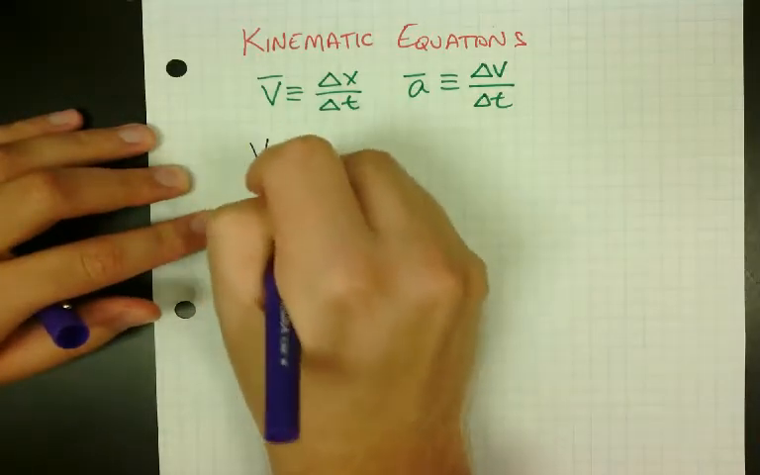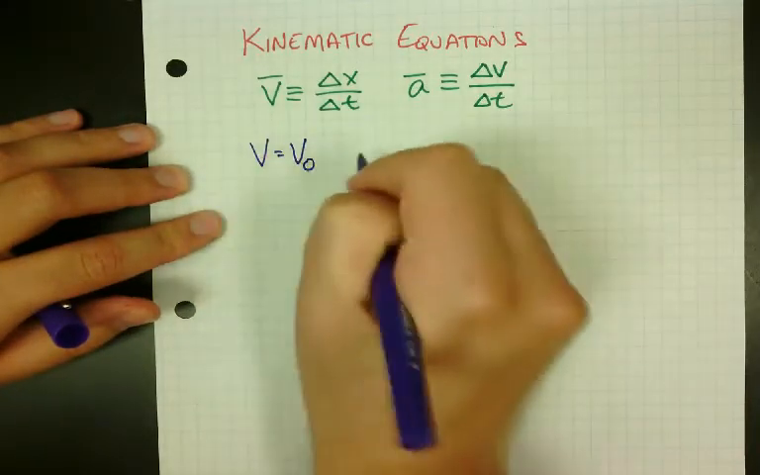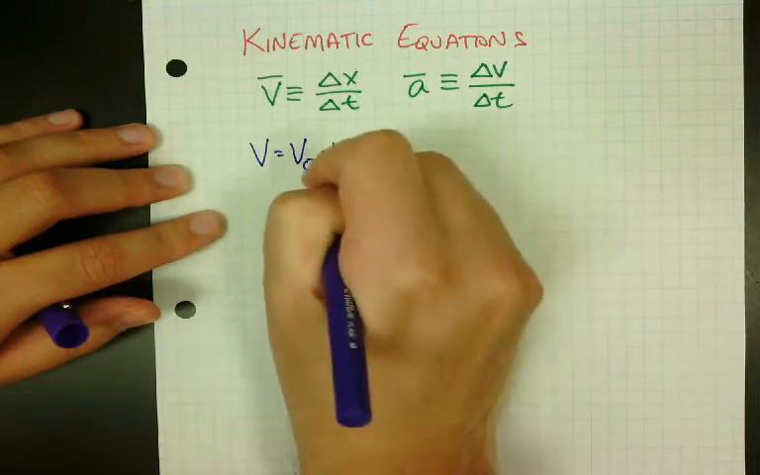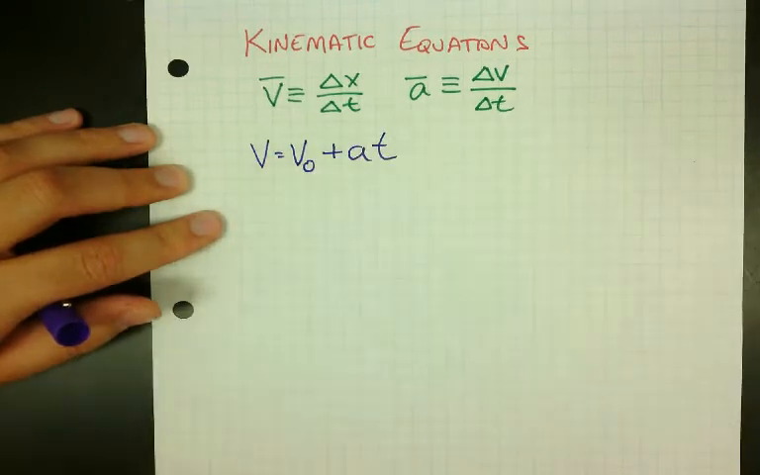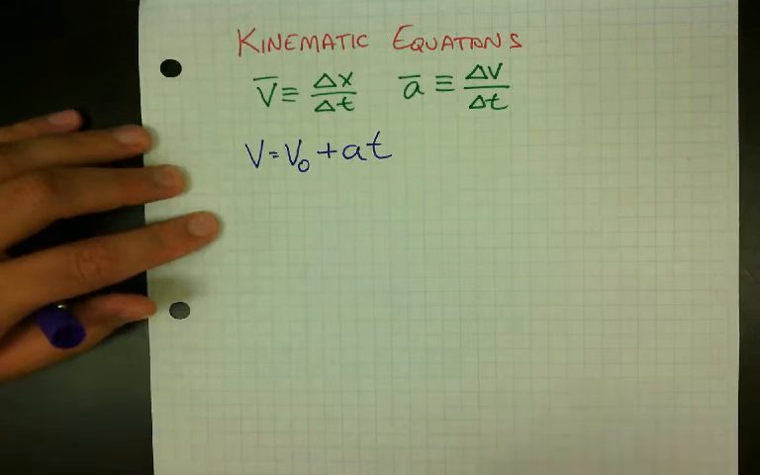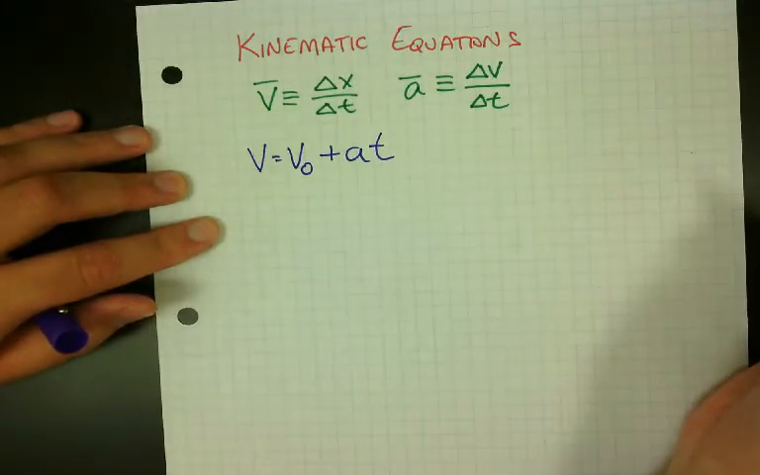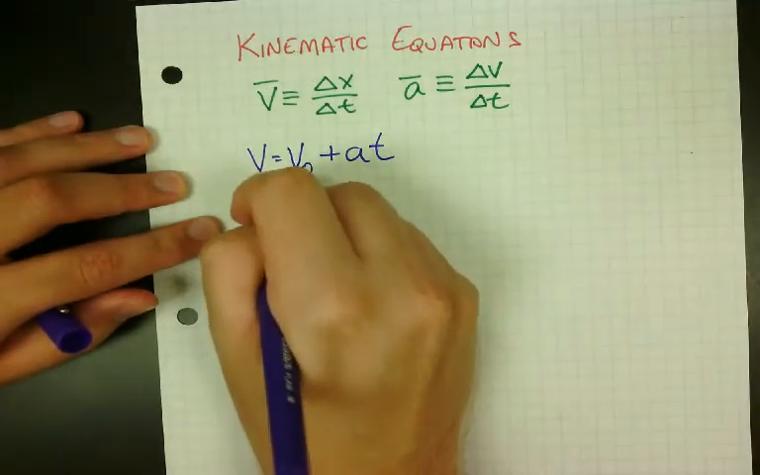So the first equation we use is v equals v naught plus a t, so that's final velocity equals initial velocity plus acceleration times time. Now I give these equations names because I think it's fun. So I call this equation Old Faithful.